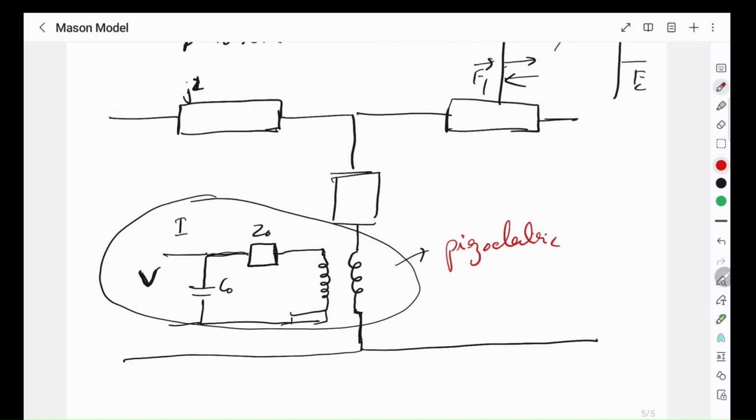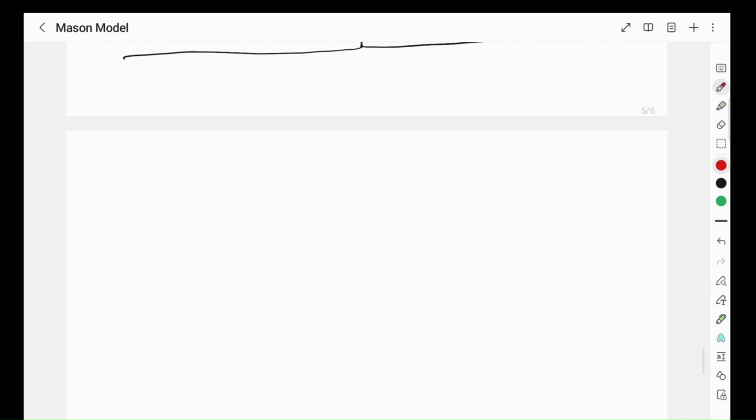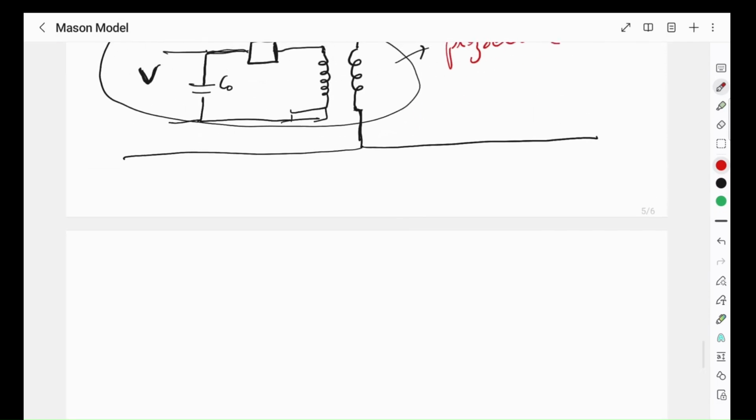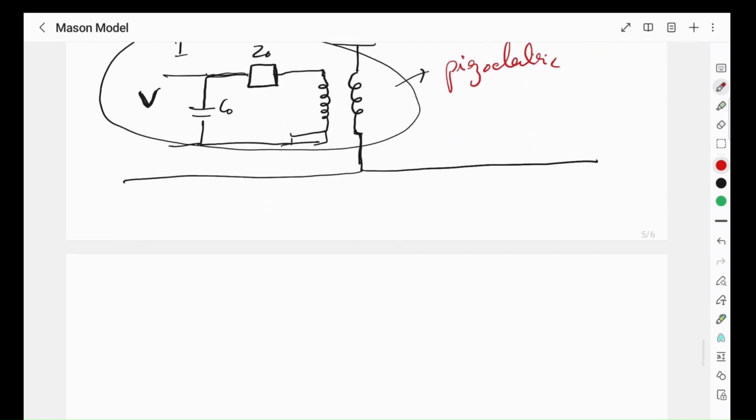Also, you will have a conversion from this, so you'll also have to apply the piezoelectric transduction equations when you're converting this to this, and those things also come into the picture. But this is the Mason model if you have a piezoelectric material.